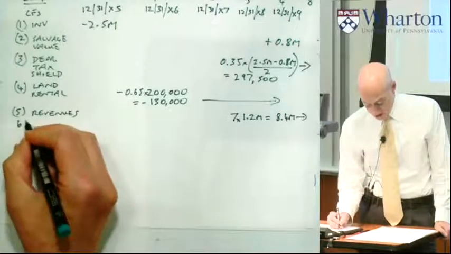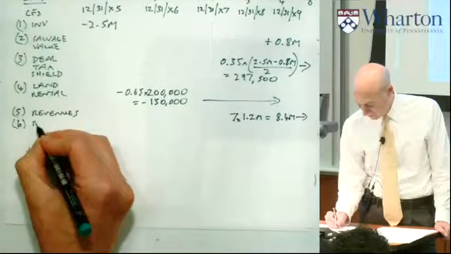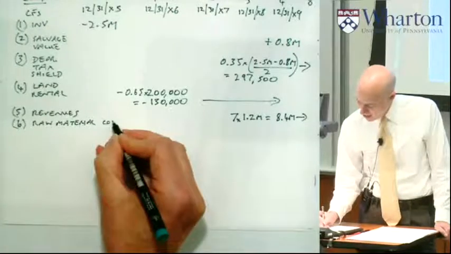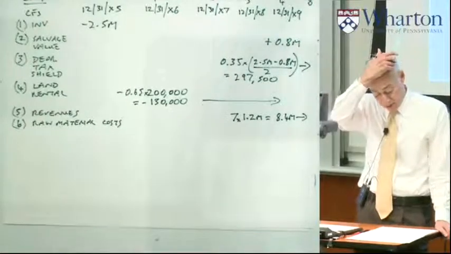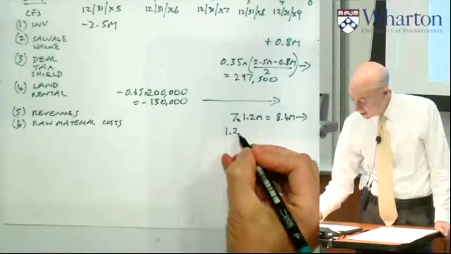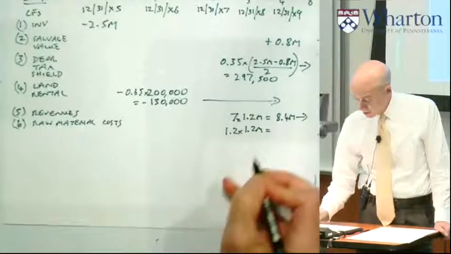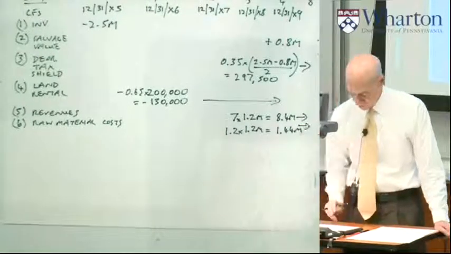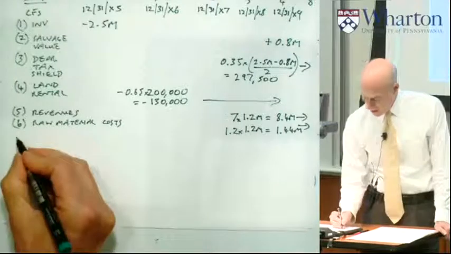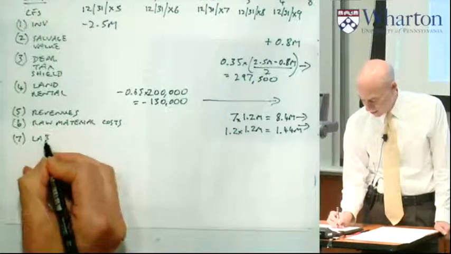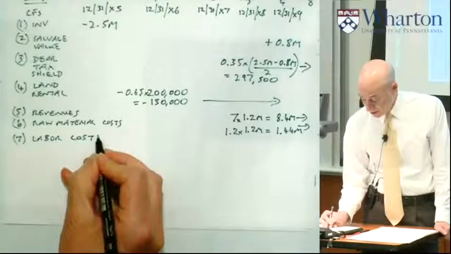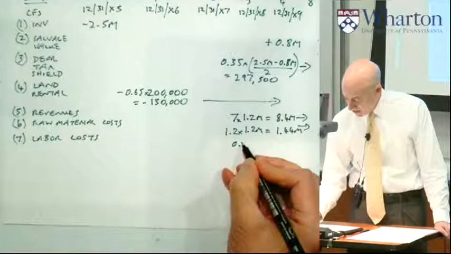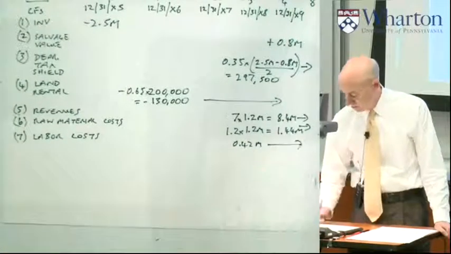We have some raw material costs. Those are $1.20. There are 1.2 million pies, so we get 1.44 million. And then the labor costs are 420,000, so that's 0.42 million in both years.